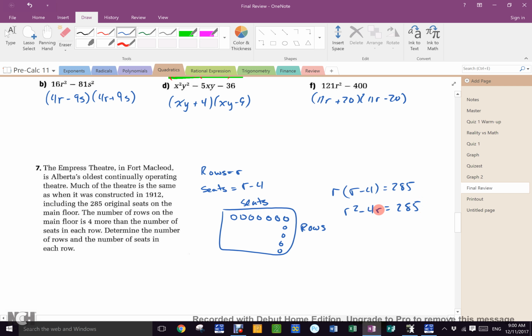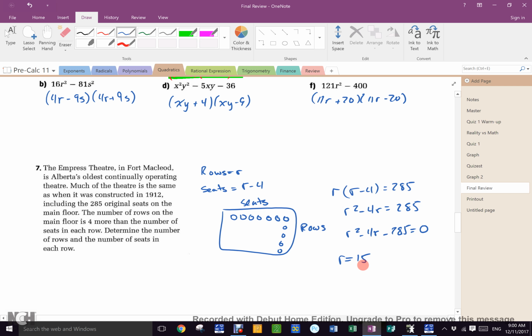How do I solve that? R squared minus 4R minus 285 equals 0. And then you solve. What options do you have to solve that? Factor, calculator, graphing calculator, quadratic formula, complete the square, right? You've got all kinds of options. But when you do all those options, you find R equals 15. And what are seats? Sorry.